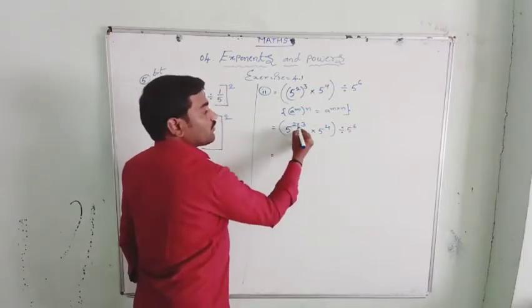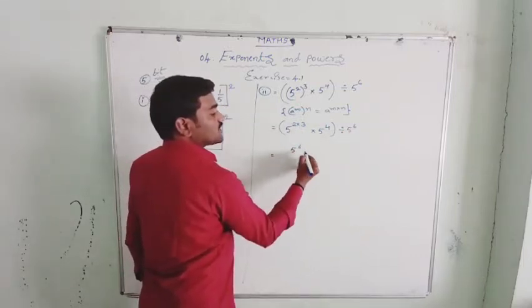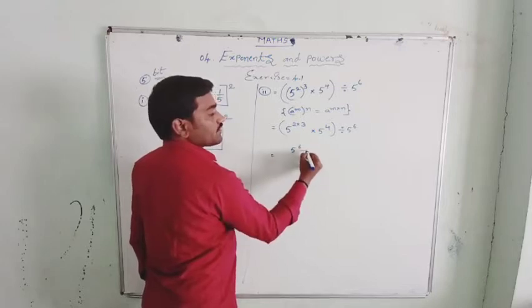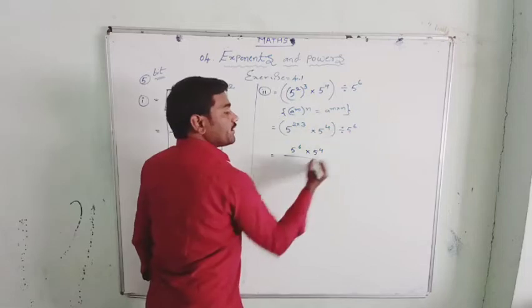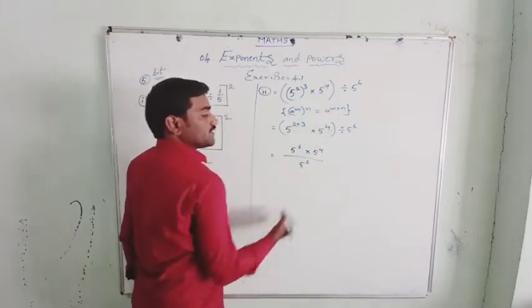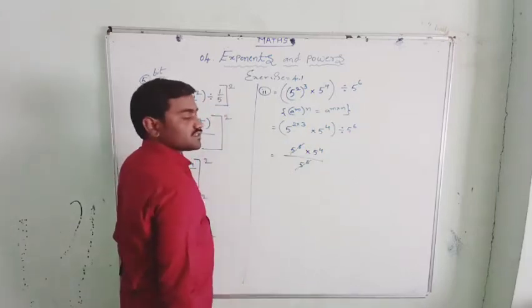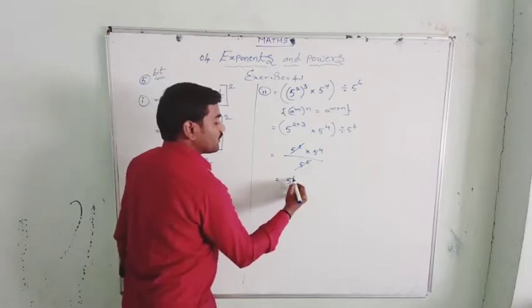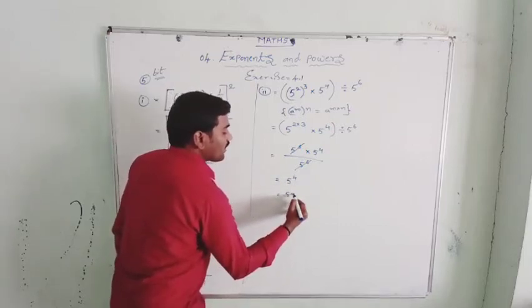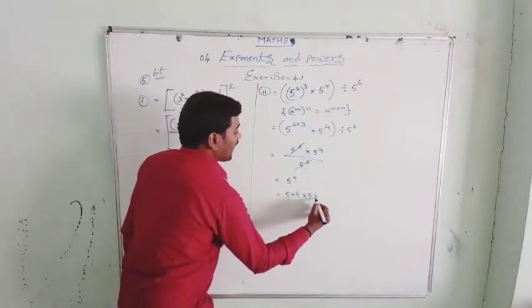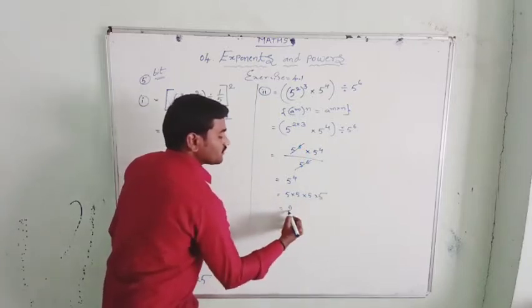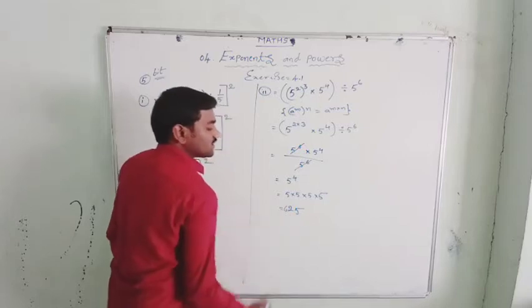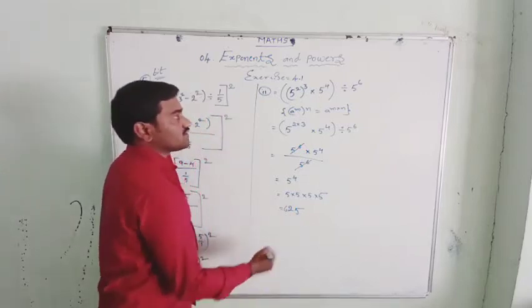So here 5 to the power of 2 into 3 is 6, into 5 to the power of 4, it is divided by 5 to the power of 6. Here 5 to the power of 6, here 5 to the power of 6 get cancelled. Here we get 5 to the power of 4. That means 5 we need to multiply 4 times. So multiply 4 times, 5 5 is 25, 5 5 is 25, 25, 25, 625. So this will be the answer.